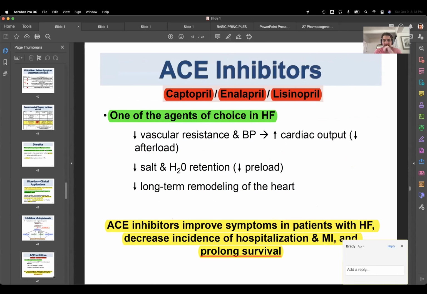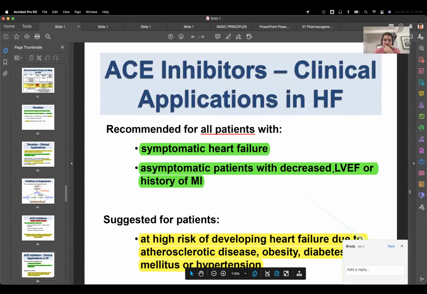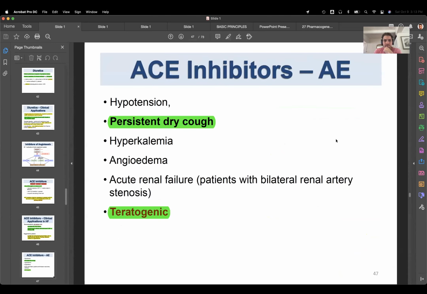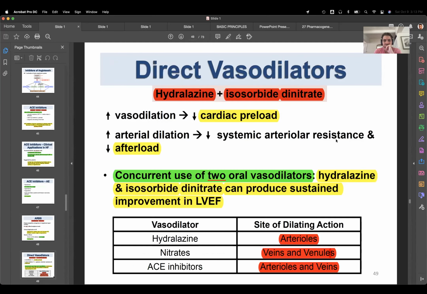Yeah, so here's the example of prolonging survival. They help to prevent myocardial remodeling. So by definition, you're helping with survival. Of course, they are teratogenic, so be careful with that. Same thing with the ARBs.